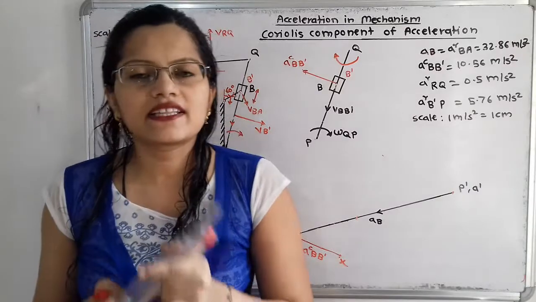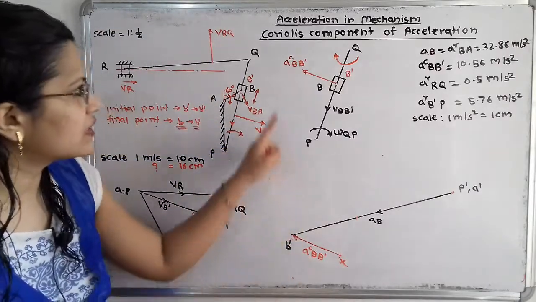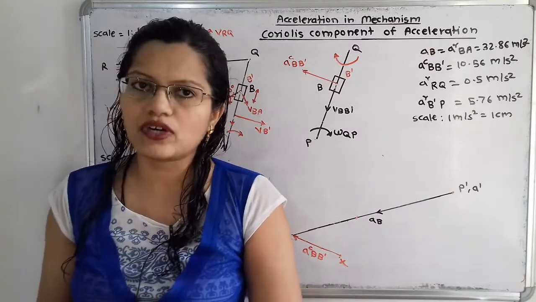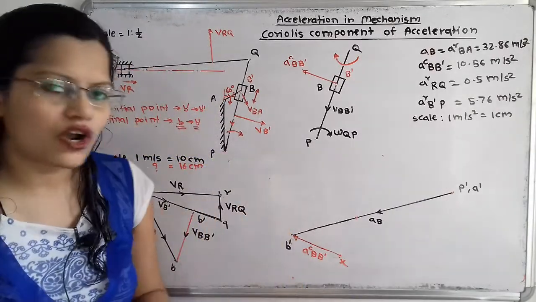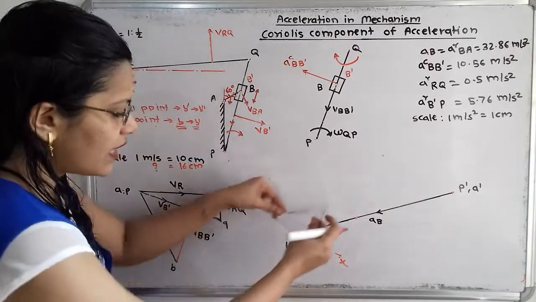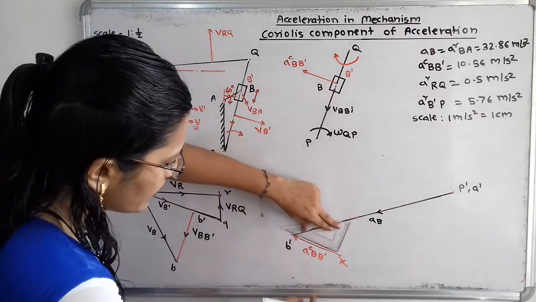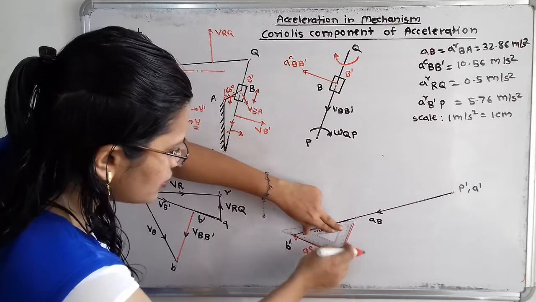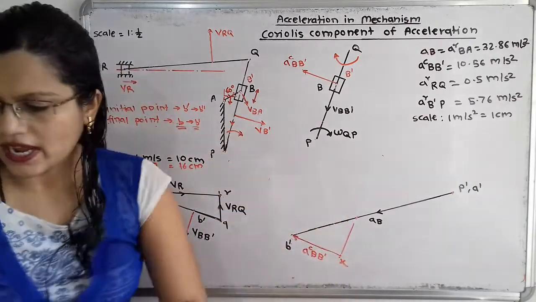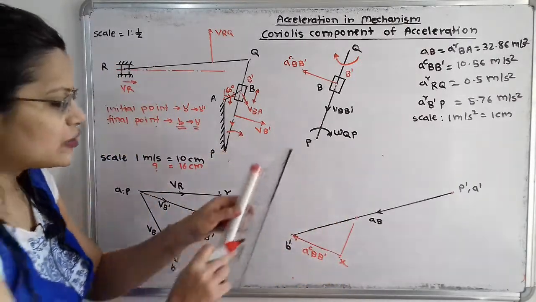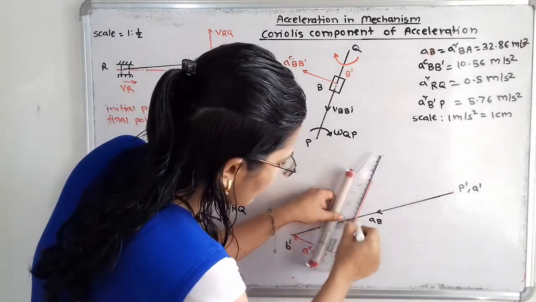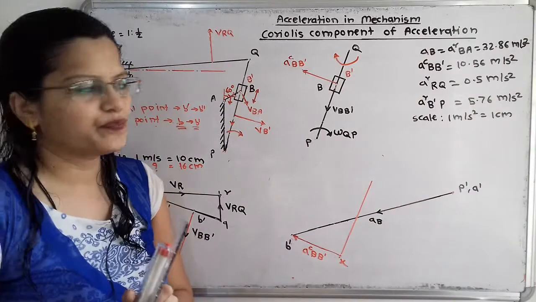Now we know that the radial component of acceleration and this Coriolis component of acceleration are perpendicular to each other. So I will draw one perpendicular line with the help of a protractor. Here I will align one edge with this B dash X, and from the other edge draw one perpendicular line. The exact magnitude is not known, so I will extend this line.